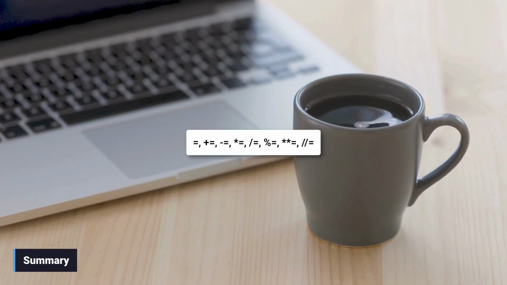To summarize, compound assignment operators make your code cleaner and easier to read. Instead of writing x equals x plus 1, you can simply write x plus equals 1.